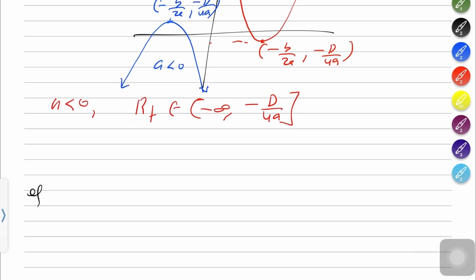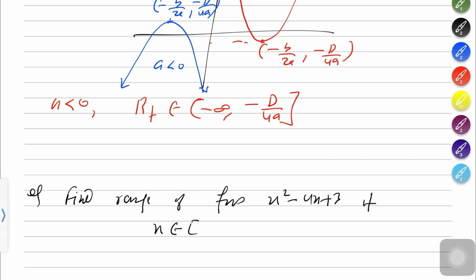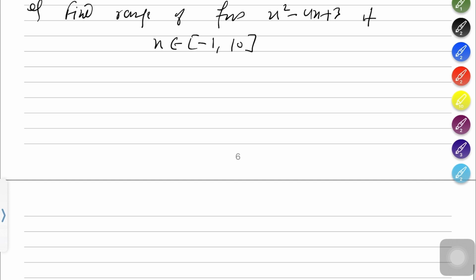Okay, and let's say I ask you a question: find the range of the function x square minus 4x plus 3, same question, if x is, let's say, restricted from minus 1 to 10. Okay, so if x is restricted from minus 1 to 10, again we have to draw the graph.